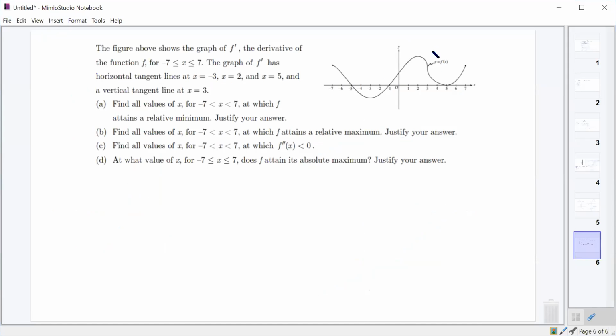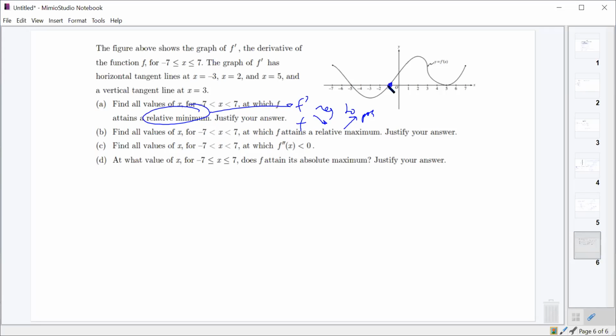All right, so it's kind of hard to see over there, but this is the graph of f prime. It tells us we have horizontal tangents at -3, 2, and 5, and a vertical tangent at 3. So first off, we want to find all values of x from -7 to 7 where f has a minimum. So a minimum can occur where our derivative goes from negative to positive, because that's when the function goes from decreasing to increasing.